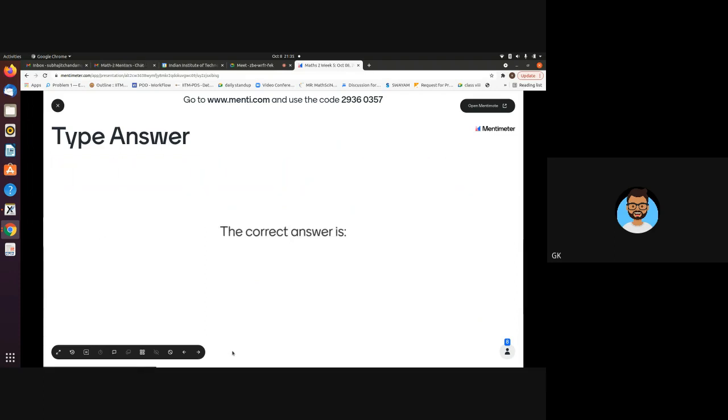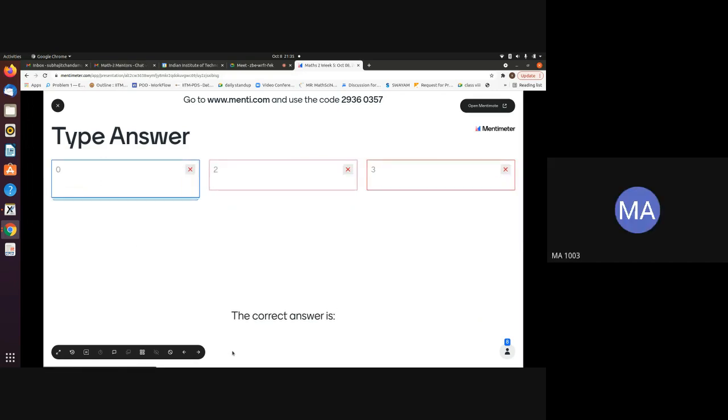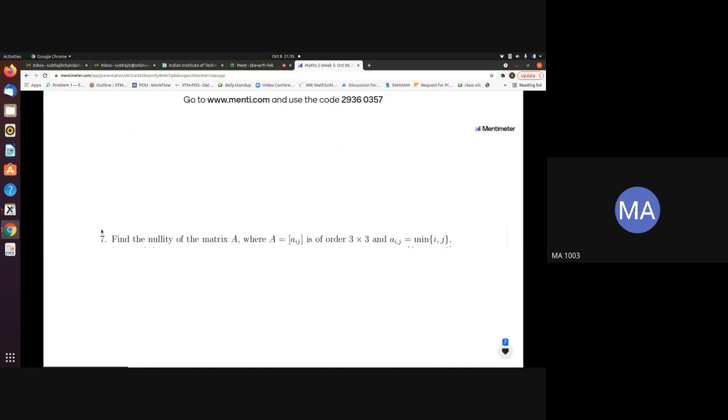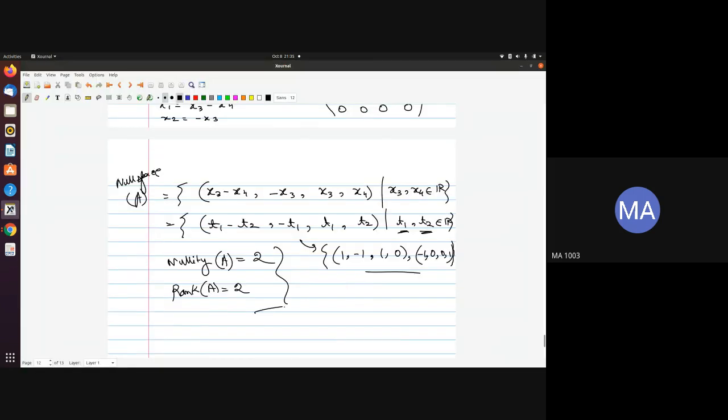Two, three. That's okay. Okay, so I think many of you have given 0. Some of you have given 2 and some of you have given 3. So let me see what the answer is. Can someone tell me what the matrix is?